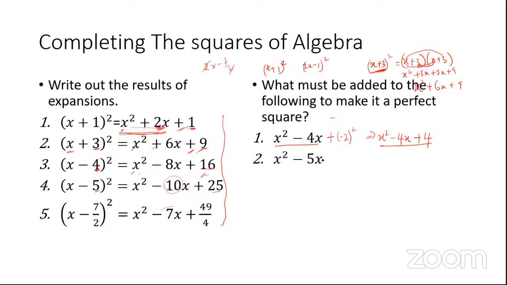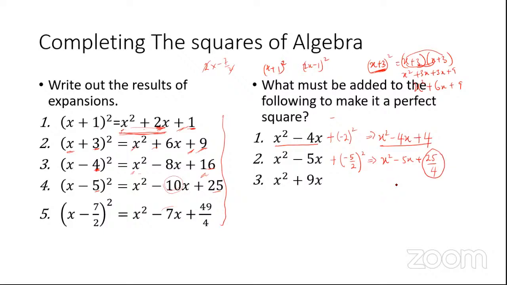There's another one here, x squared minus 5x. So what must be added? Just look for half of minus 5. What's half of minus 5? That's minus 5 over 2. Square it. So it should be x squared minus 5x plus 25 over 4. So it is 25 over 4 that must be added to it to make it a perfect square.